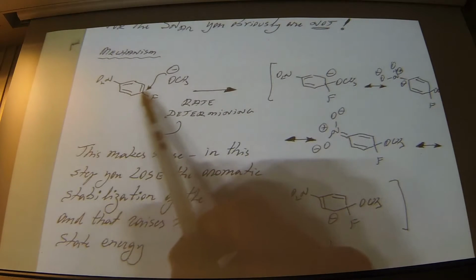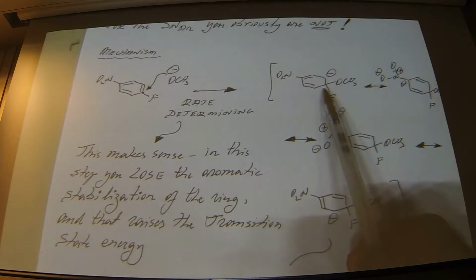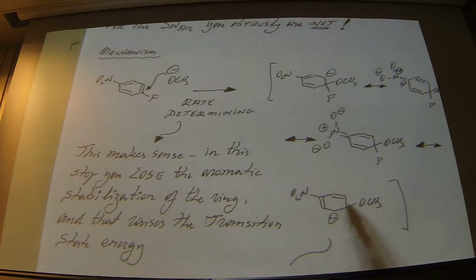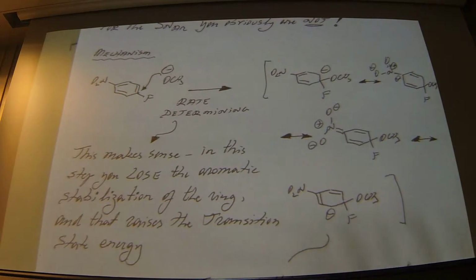So the addition step, where the nucleophile attacks the electron-poor ring, that's going to be the slow step. Why is that the slow step? Because it's the step where you disrupt the aromaticity. That costs you the energy. You lose the aromatic stabilization. And then the second step is much faster because here you're restoring the stabilization.